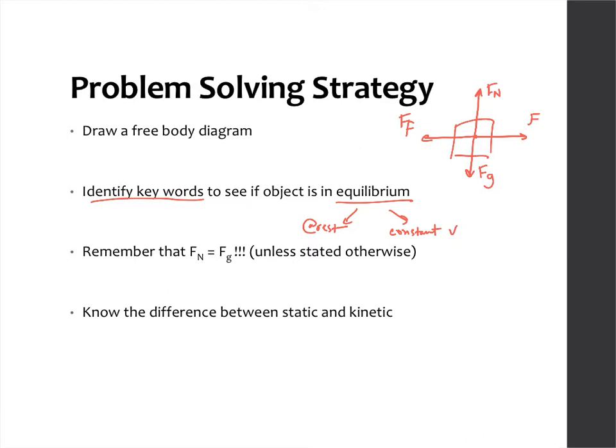This one, the third one, I can't stress enough. Remember that F of N, the normal force, is equal to the weight of the object unless stated otherwise. So these two forces are equal but opposite. So by finding the weight, you get the normal force as well. It's also important to remember the difference between static and kinetic friction. Sometimes they might give you two different values. You need to know whether static or kinetic is being used, and it depends on whether the object's at rest or moving already.